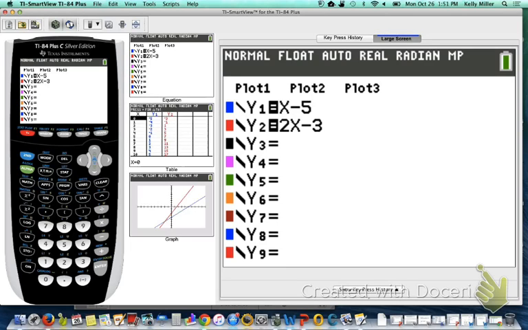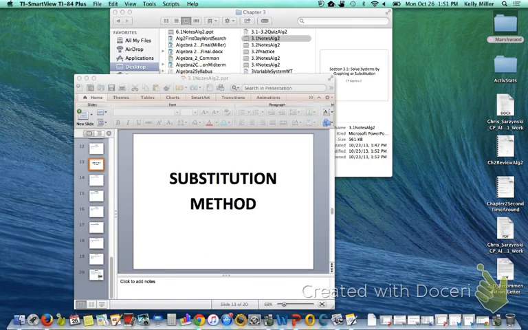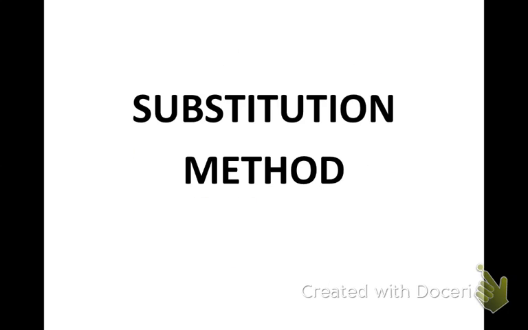Okay? So, you can use your calculator to check if you are right or not. All right, so back to substitution. So we've got graphing. Graphing's pretty basic. As long as you know how to graph, then you should be good to go.